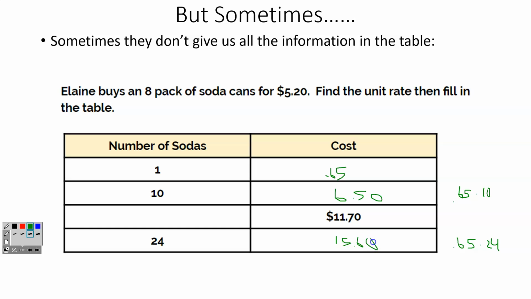Which is going to give me an answer of 15.6. Now this one's going to be a little bit tricky because we're not trying to find out the cost. We're actually doing just the opposite, number of sodas. We're going to take that cost, that 11.70, and now we're actually going to divide it by 0.65. And that's going to tell me that I can get 18 for that. And if I want to check my work, I could do 18 times my unit rate, and I would get the 11.7.